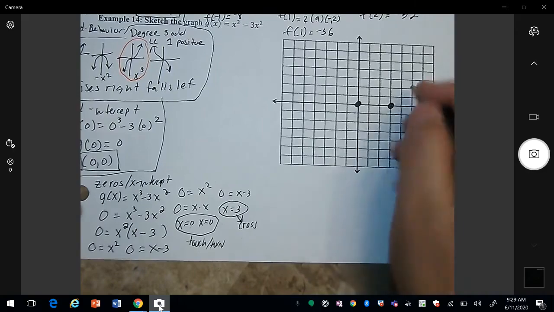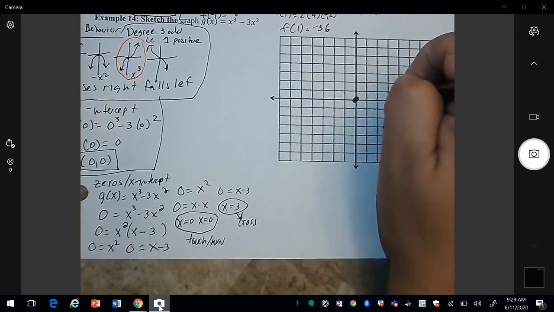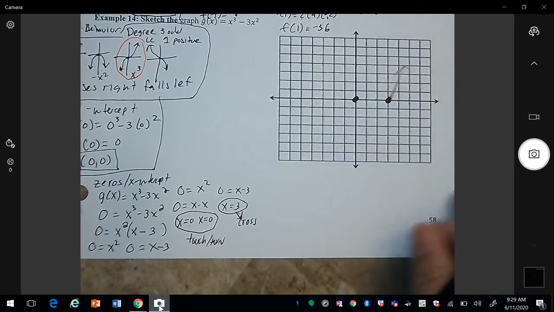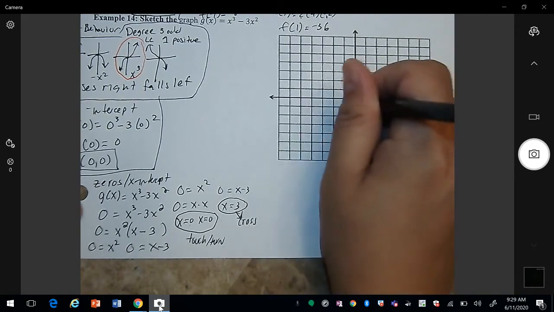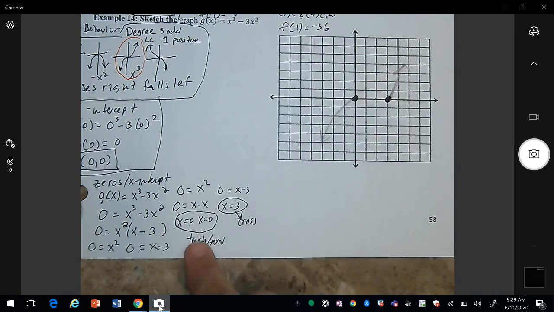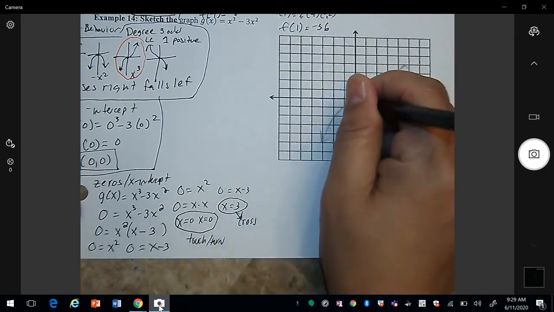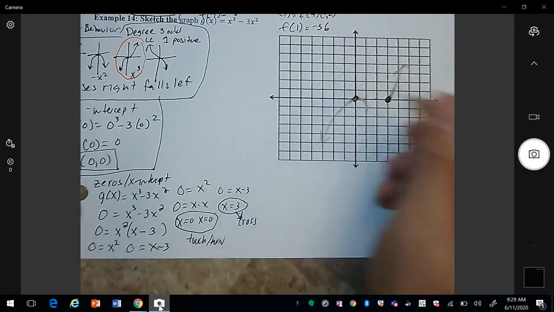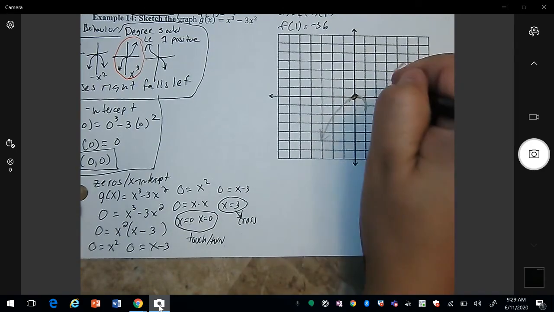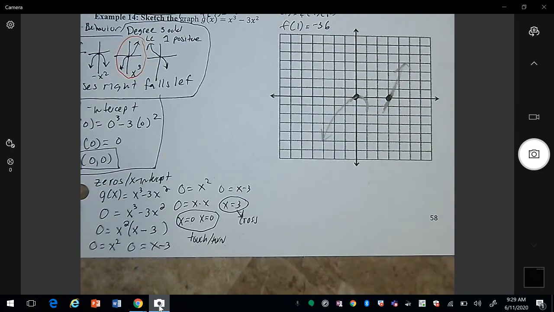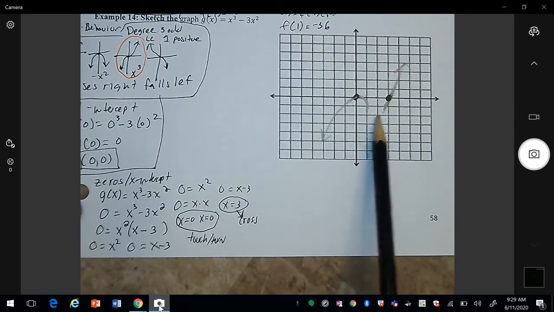So my behavior rises to the right, so this is going to go up over here. And it falls left, so this is going to go down. At x equals 0, it touches, so that means it's going to touch and turn. And at x equals 3, it crosses. So it goes something like this. So we need to figure out what's happening in between these 2 zeros.